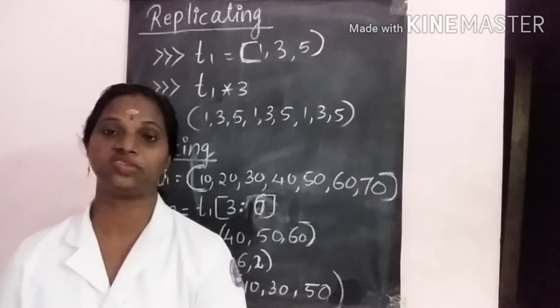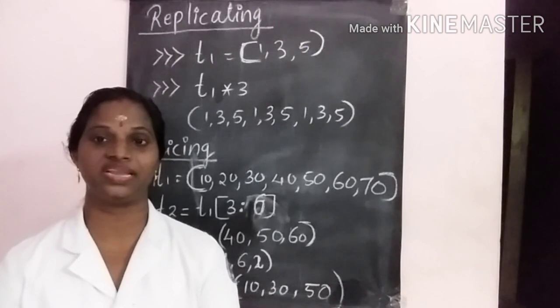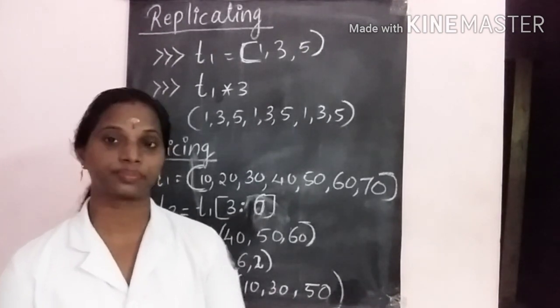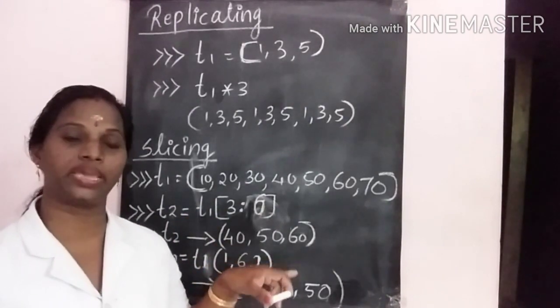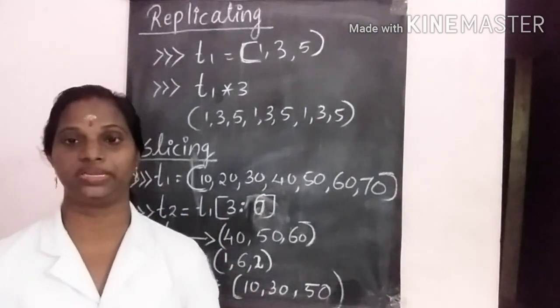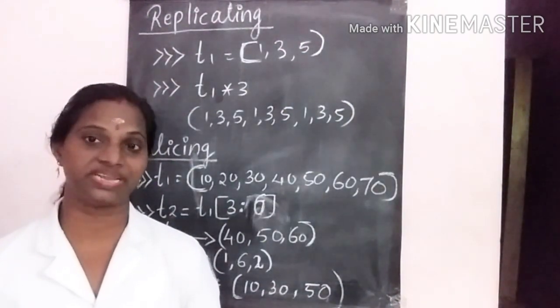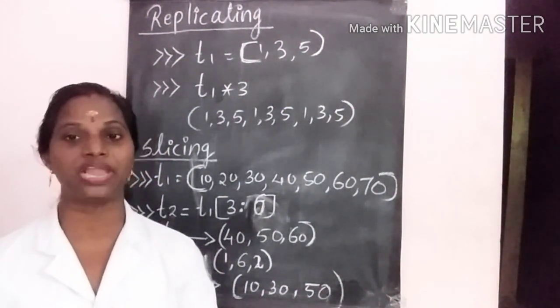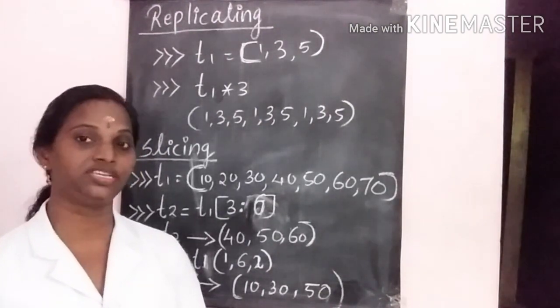Next one is the slicing operator. The slicing operator is used to get a part of a tuple. The syntax for the slicing operator is the tuple, then within the brackets the start, stop and step values. Those values you can enter in a list or in a tuple.